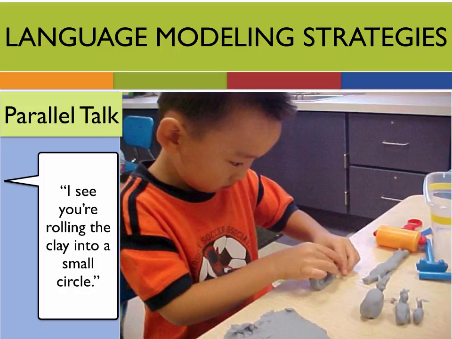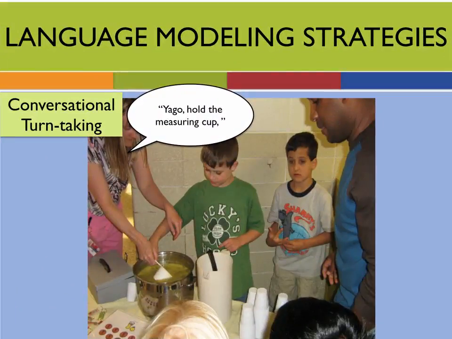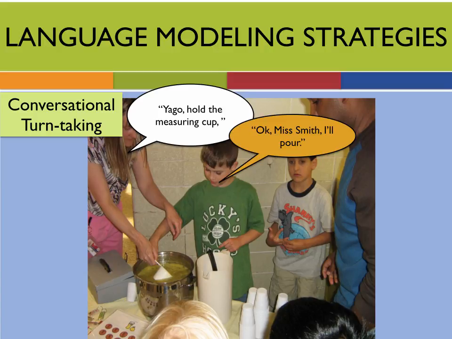Parallel talk is a strategy in which you focus on the actions of the child, mapping out what the child is doing using meaningful phrases and sentences. "I see you're rolling the clay into a small circle." To encourage the child to take a conversational turn, you can also use the phrase, "Your turn," or pause and wait and give the child the opportunity to communicate.